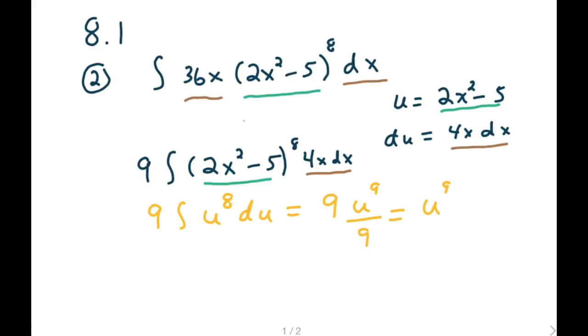We now have 9 times u to the 9th over 9, and that's equal to u to the 9th. And back subbing, we get a solution of the quantity of 2x squared minus 5 being raised to the 9th plus c.